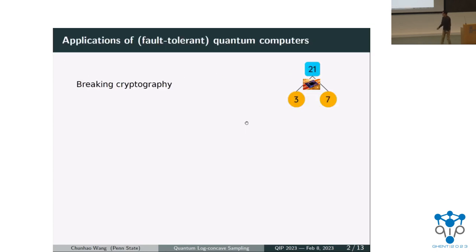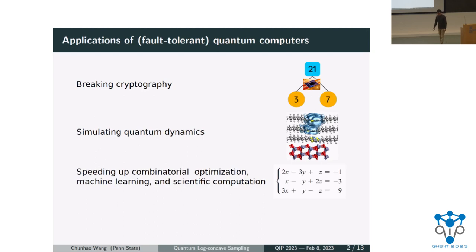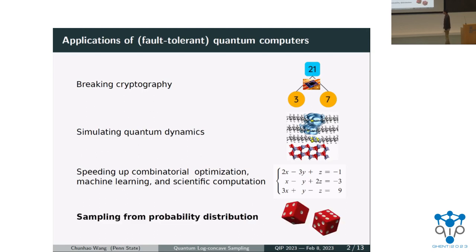So let me start with some motivating questions. What can we do with fault-tolerant quantum computers? We can, of course, break our cryptosystems by factoring integers, and we can also simulate quantum dynamics. We can speed up machine learning, optimization, and scientific computation. For example, we can solve linear systems faster than classical computers. And we can also sample from some probability distributions faster than classical computers. So this is the focus of this talk.